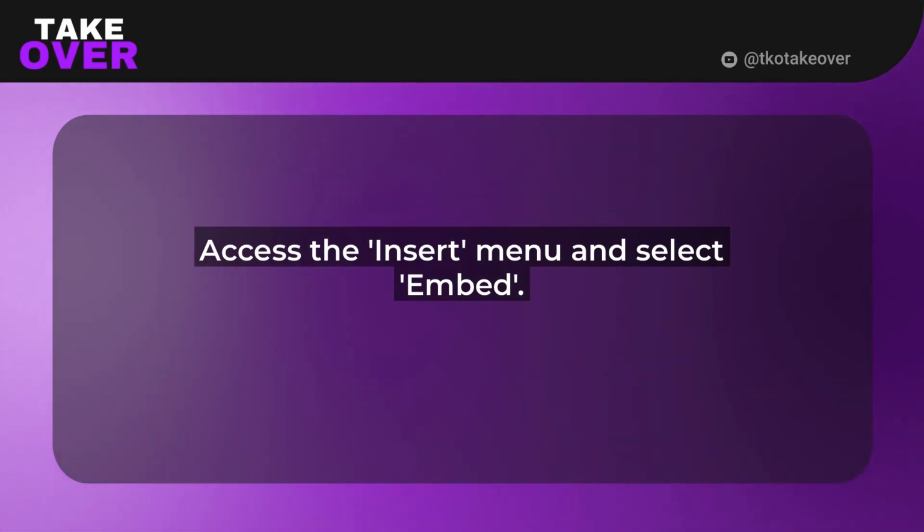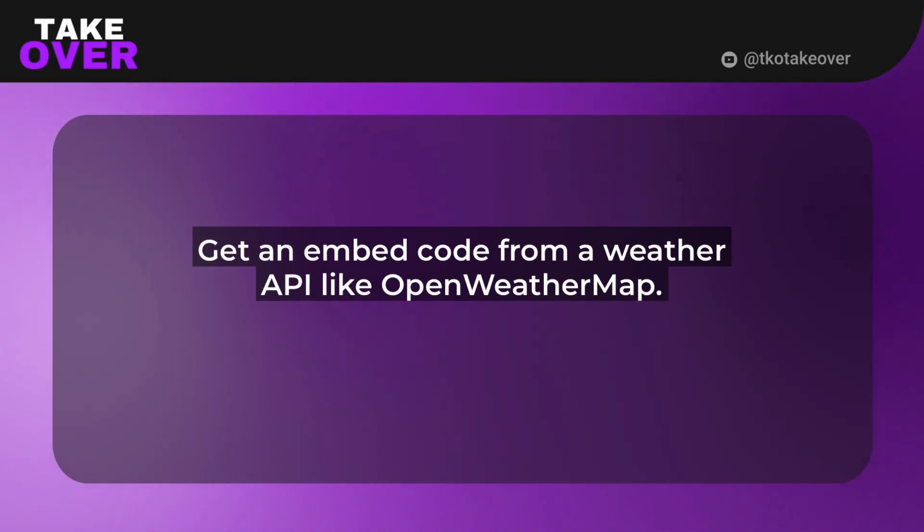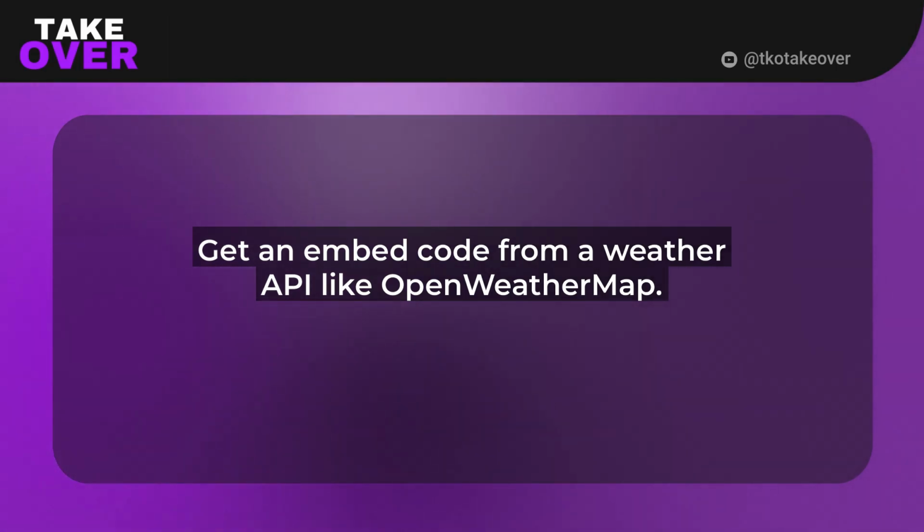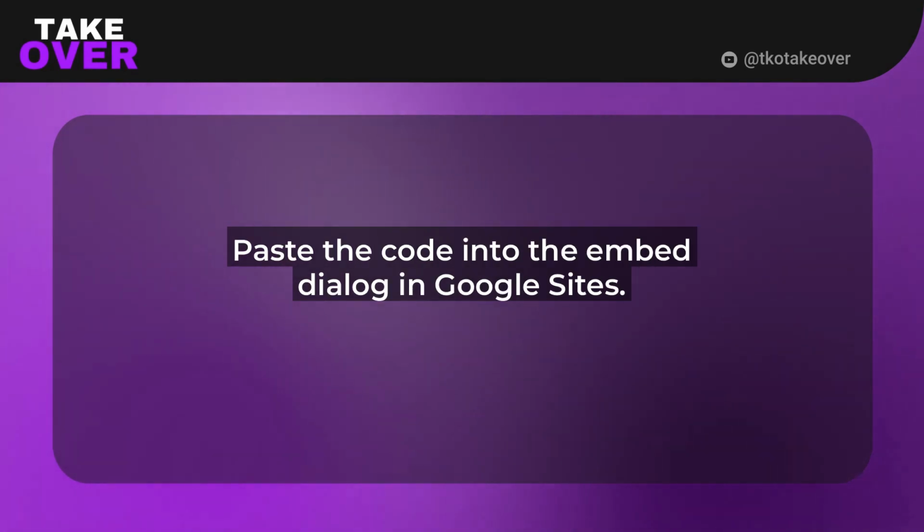Now, for the fun part, sourcing a weather widget. In 2025, services like OpenWeatherMap or WeatherAPI are still go-to choices. Go to their website, sign up for a free API key if needed, and generate an embed code for your desired location. For example, you can customize it to show temperature, forecasts, or even icons. Copy that code. It's usually a snippet of HTML or JavaScript.